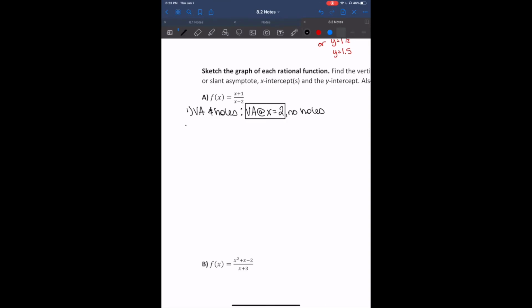Okay. Second step is to identify horizontal asymptote or a slant asymptote. You cannot have both, it's one or the other. So looking at the degrees, because we have a degree of 1 in the numerator and the denominator, this tells me that we're going to have a horizontal asymptote at y equals a over b. And in this case, our leading coefficients are both 1s, right? So 1 over 1 tells me that our horizontal asymptote is at y equals 1.